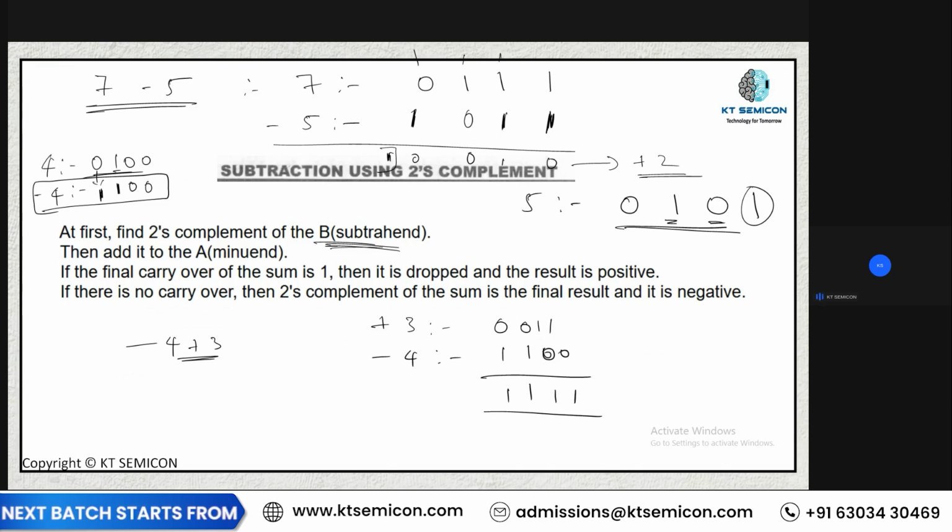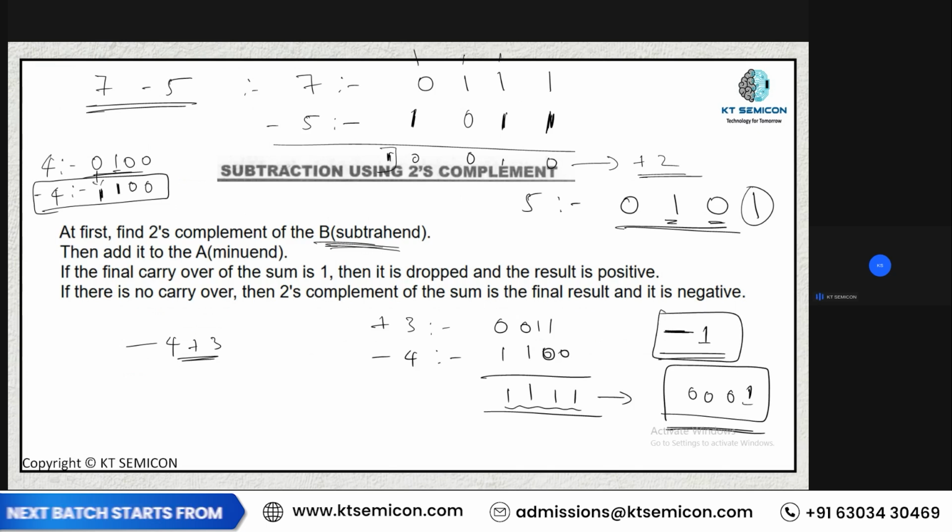So what we are going to do is, we are also going to perform the 2's complement on this number. So how to perform the 2's complement? Again, we are going to perform the 2's complement, that is 1 and then 0, 0, 0. So it is nothing but 0001. Now, the number is a negative number, so we are going to keep minus 1. So this is how we are going to perform 2's complement on a given number.